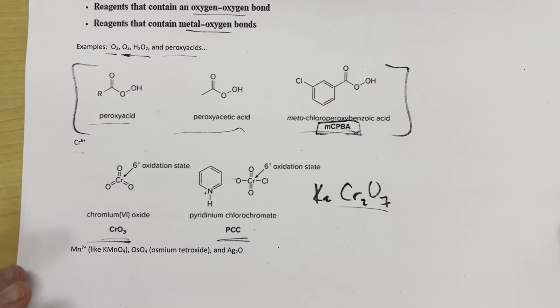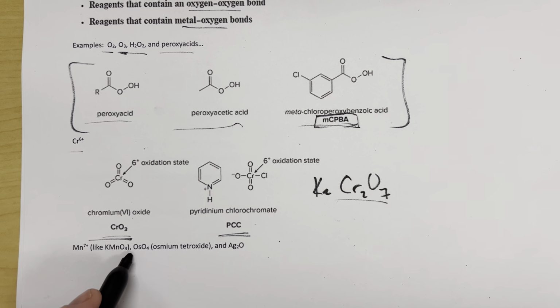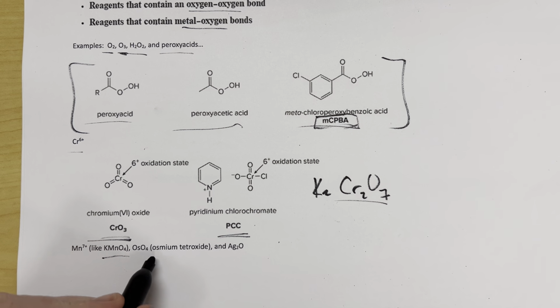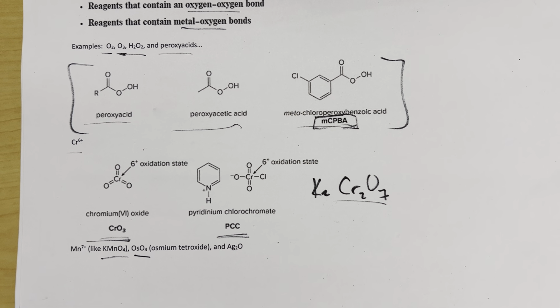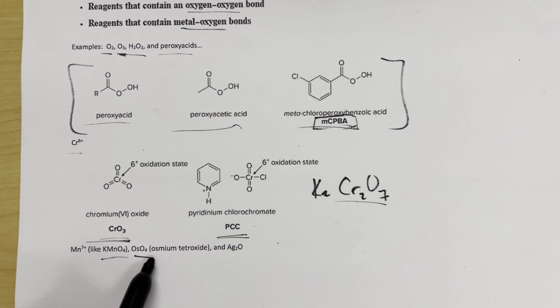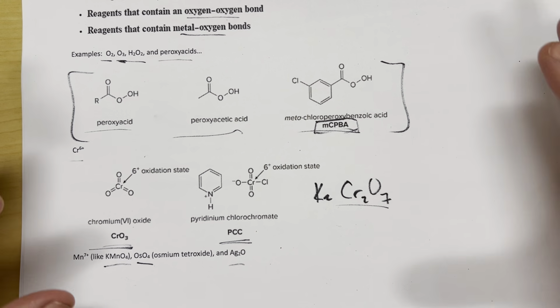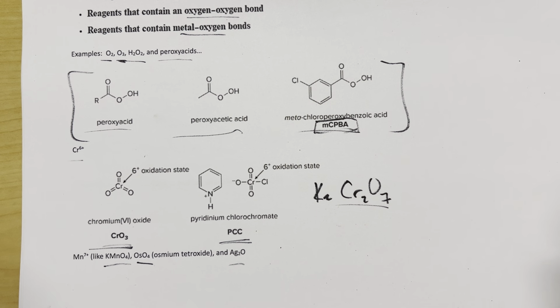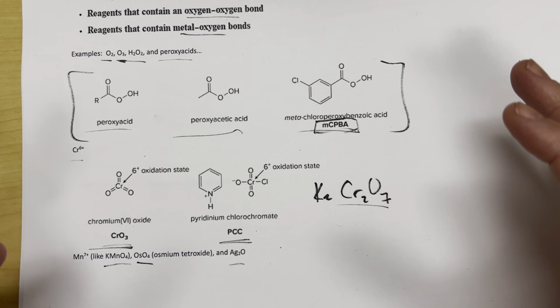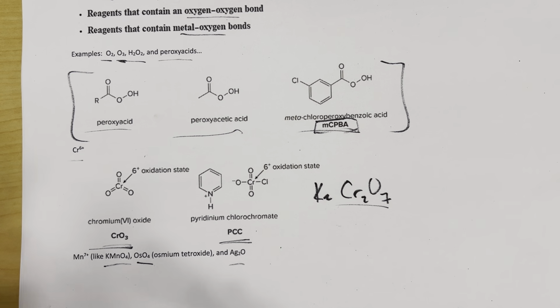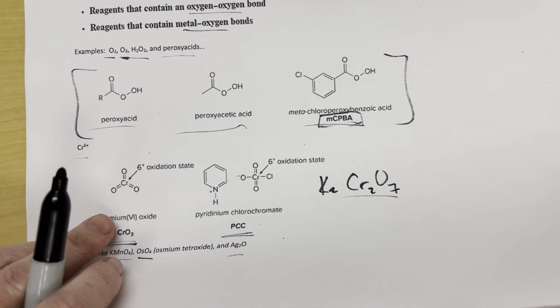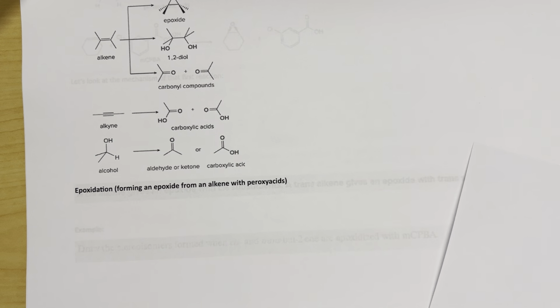Last but not least, manganese. We have permanganate, potassium permanganate, and this osmium tetroxide. We'll run into osmium tetroxide and realize that it's a special condition as well, and silver oxide. All of these are oxidizing agents. All of them have different strengths and different specificities, so things that they're going to be able to do and not do depending on which molecule we look at, just like all other reagents that we've talked about this semester.